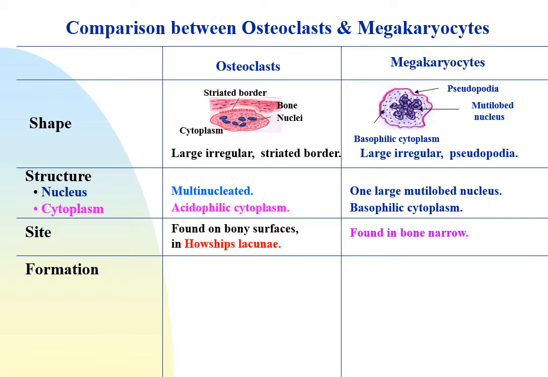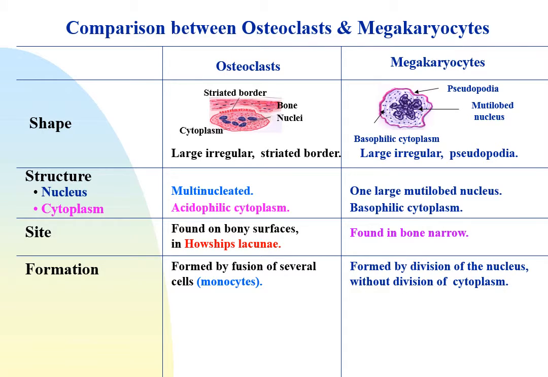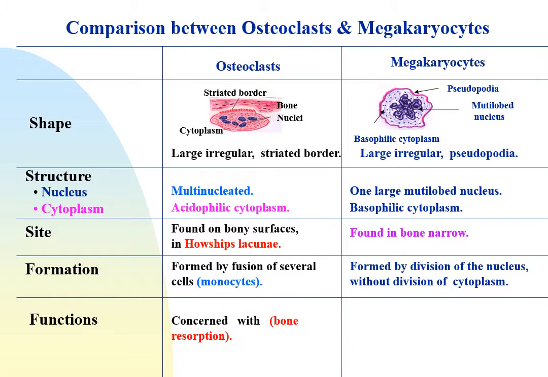Formation. Osteoclasts are formed by fusion of several monocytes, while megakaryocytes are formed by division of the nucleus without division of the cytoplasm. Functions. Osteoclasts are concerned with bone resorption, while megakaryocytes are concerned with the formation of blood platelets.